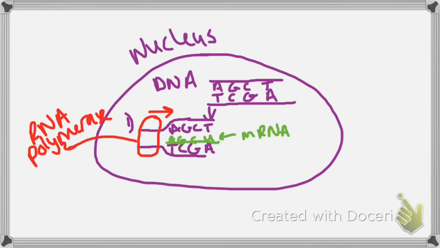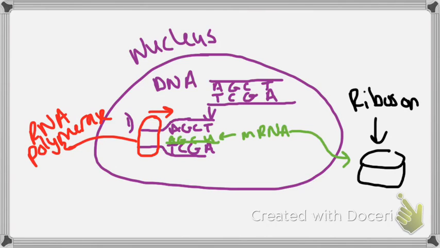After this process, our mRNA is going to leave our nucleus and go over here to the ribosome, which is going to be our factory where we're going to actually produce our protein. And our DNA is then going to go back to the way it was before. So the DNA is left unchanged by this process. So that is an overview of what transcription looks like as it occurs inside the nucleus.